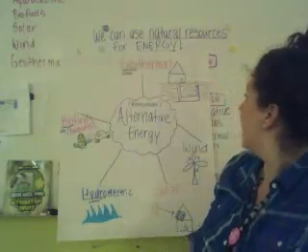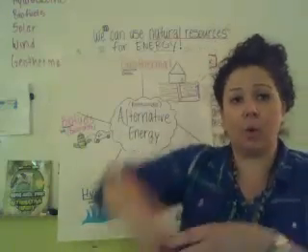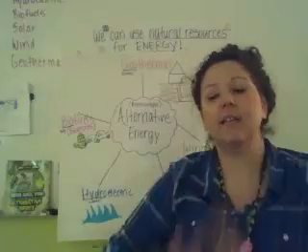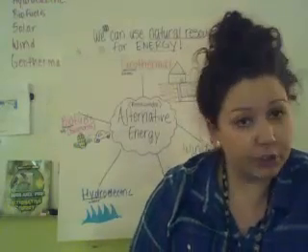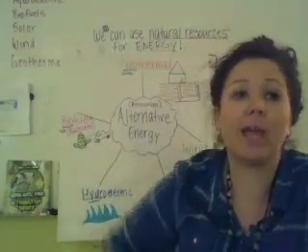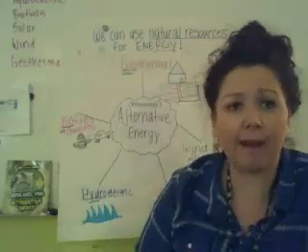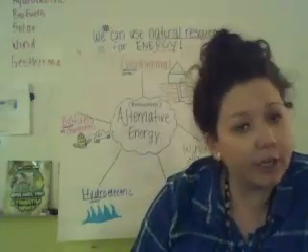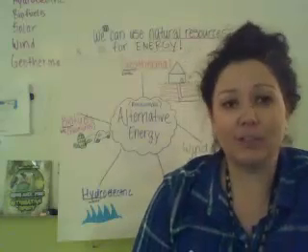And then the last one is wind. You guys are very familiar with wind. You see those big white fan-looking things, and we know that wind energy is produced from moving air through a wind turbine. The wind hits the blades, spins the turbine. The turbine is attached to a generator, which will then generate electricity that we can use in our homes.